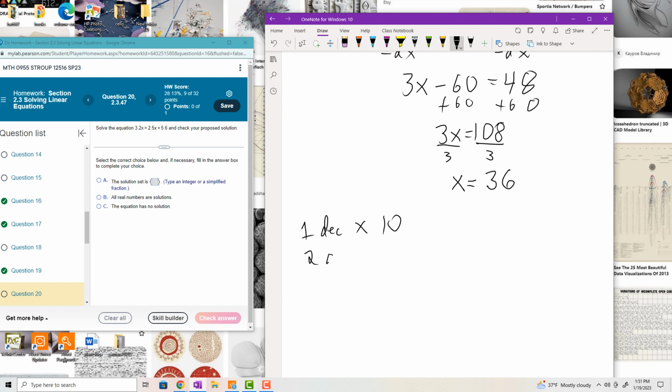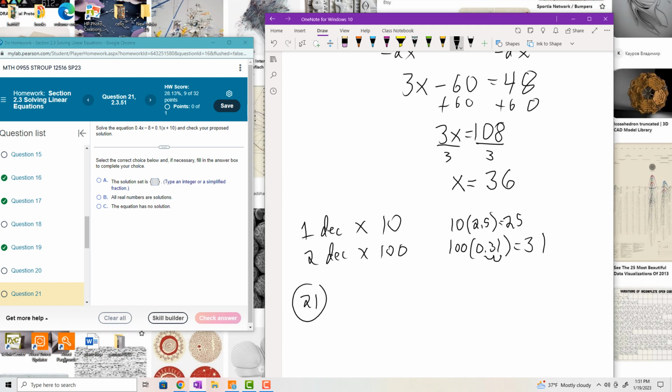If you have 2 decimals, they want you to multiply everything by 100. And what does that do? That just moves the decimal place, right? So if you have 2.5, and you multiply it by 10, it'll be 25. If you have 0.31 and you multiply it by 100, that'll just move that decimal place over 2 places. You get 31. So that's what they kind of want you to do with these decimal problems. Let's try number 21.